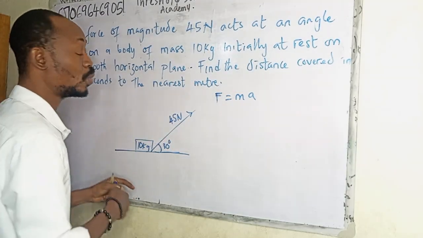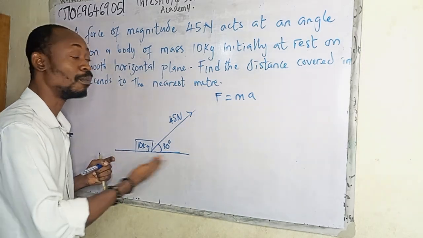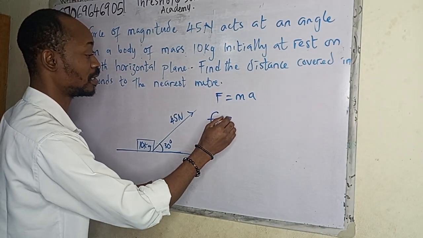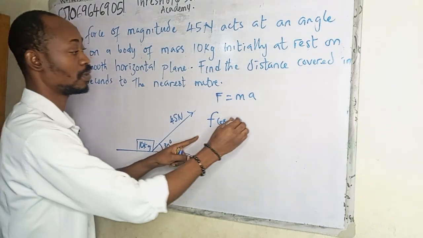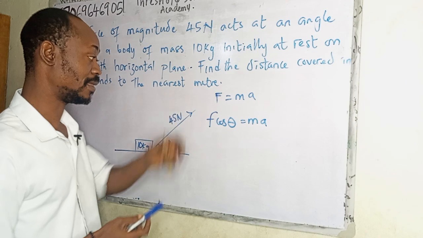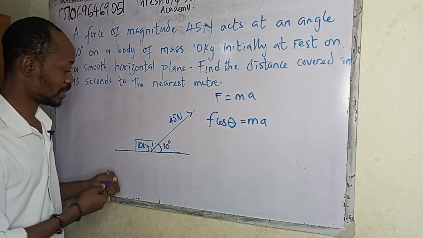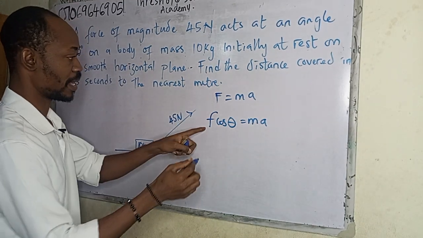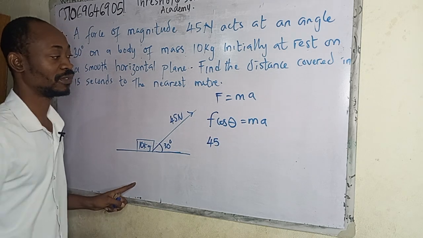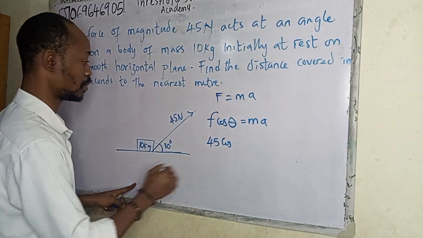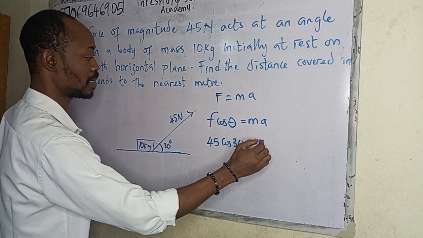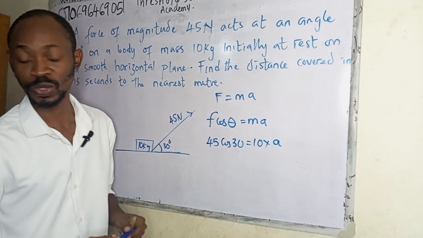So we only need the horizontal component of the force, which is just going to be what? F cos theta equals MA. If it were the vertical component, it would have been F sine theta. And so F cos theta, we have the F is 45. So we have 45 cos 30 equals the mass, which is 10, times acceleration. We do not know the acceleration.